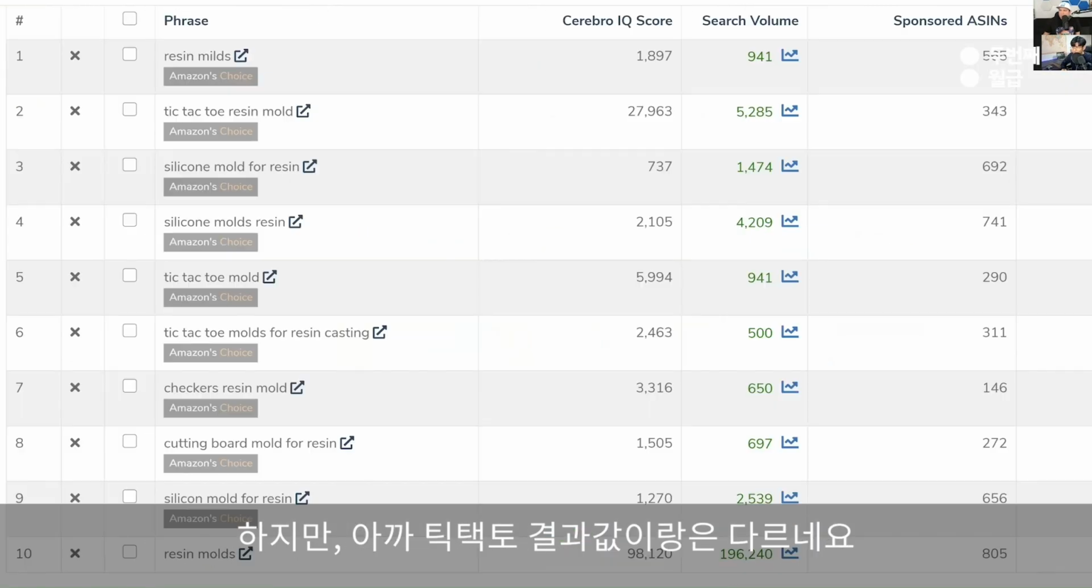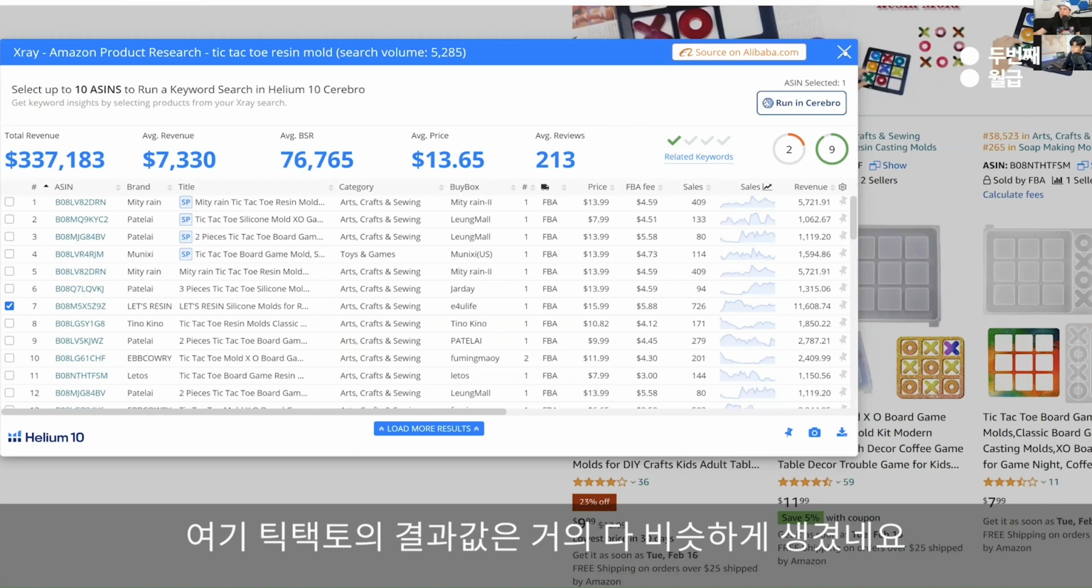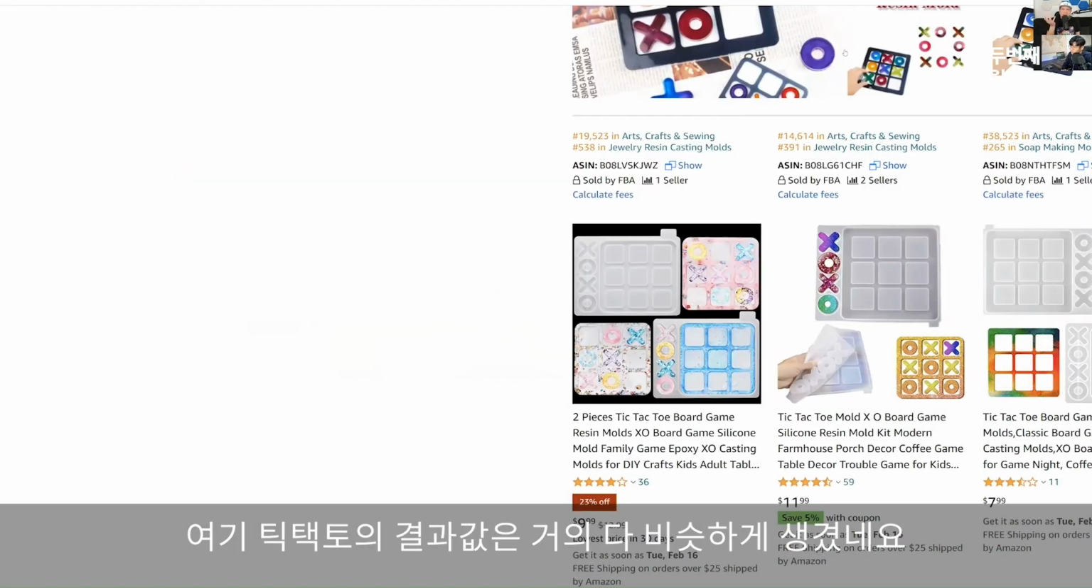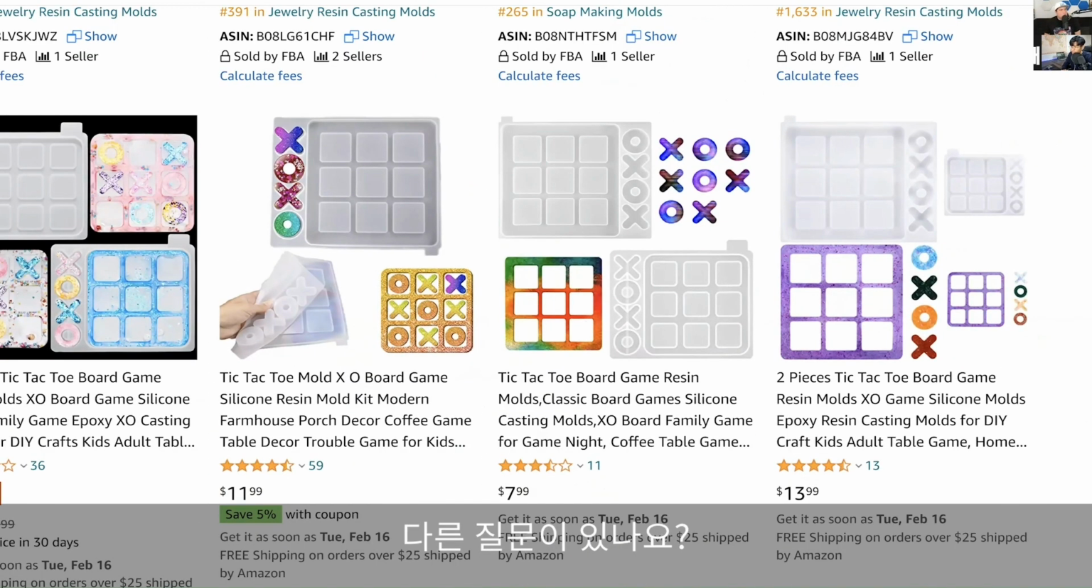But remember the difference when we saw tic-tac-toe resin mold. This has less search volume, right? But look, almost all the results are exactly this same kind of product. So it's more relevant to the product. Right. Did you have another question too? Can you go to Cerebro again?